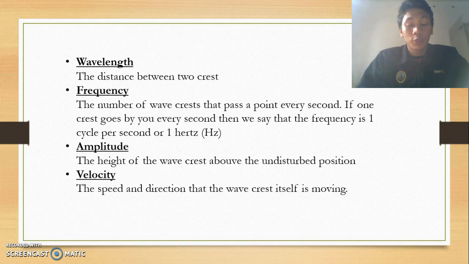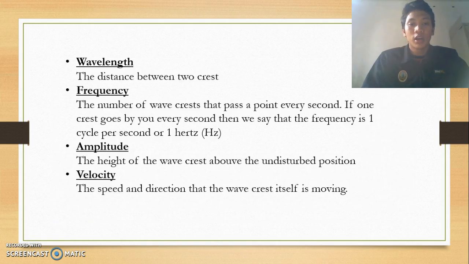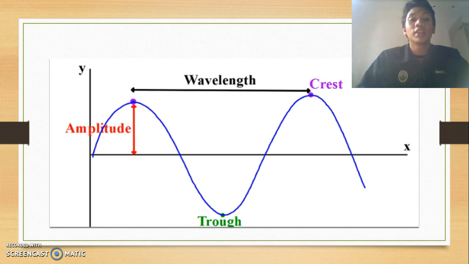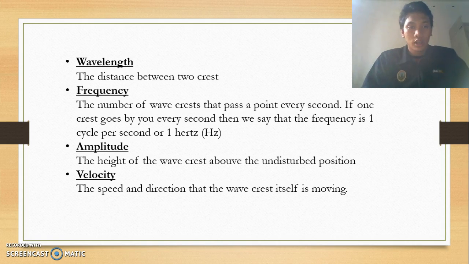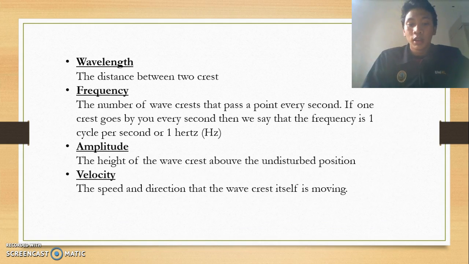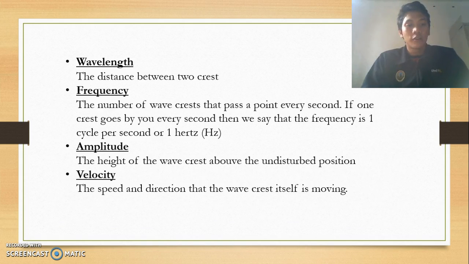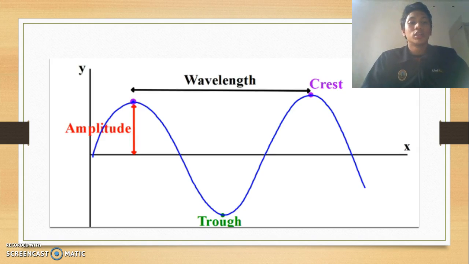Okay, we move to the properties of the wave. We can read in the graph. So they have amplitude, wavelength, crest, trough. Okay, wavelength is the distance between the crests, as we can see, and the amplitude is the highest position in the crest. So these are velocity and frequency.